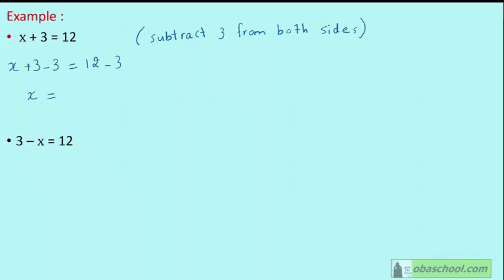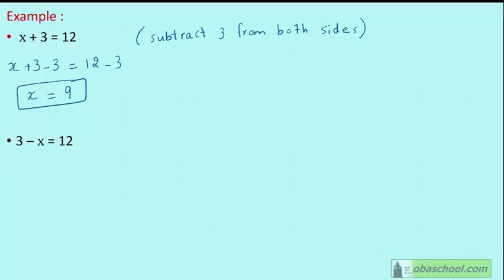x plus 3 minus 3 equals 12 minus 3. x equals 9. Thus, by subtracting 3 from both sides, we deduce the unknown value of x, which is equal to 9. Let's take another example.